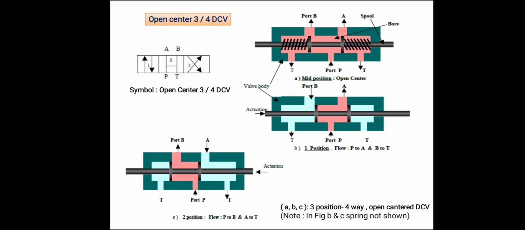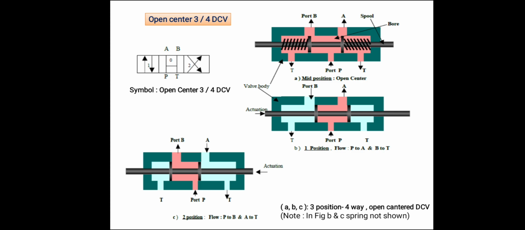Now we'll see the 3x4 DCV. In an open center circuit, all ports are open to each other in the center position. When the valve is in the open center position, the pump flow is directed to the tank at atmospheric pressure. At the same time, the actuator can be moved freely by applying an external force. An open center valve helps to prevent heat buildup, and no work can be done by any part of the system as long as the valve remains in the center position.